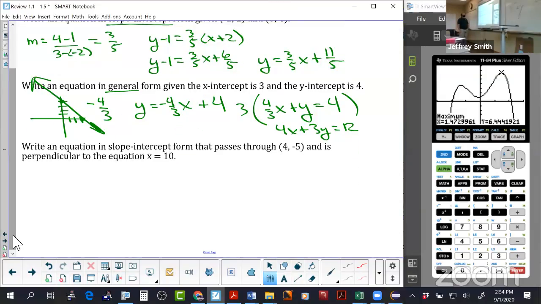Write an equation in slope-intercept form that passes through 4, negative 5 and is perpendicular to that equation. No problem. X equals and y equals are perpendicular to each other. And that one has a y that is negative 5.